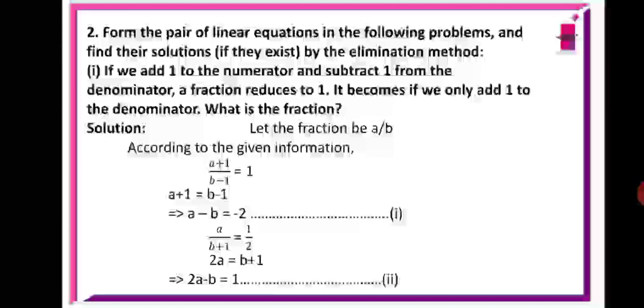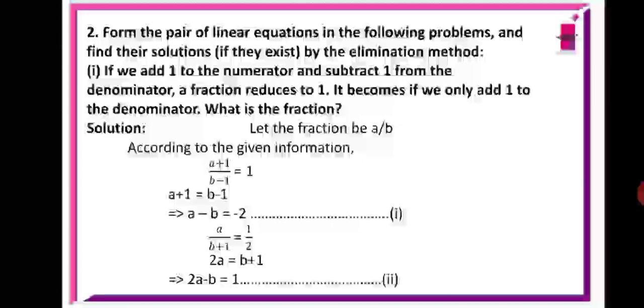If we add 1 to the numerator and subtract 1 from the denominator, a fraction reduces to 1. It becomes 1 by 2 if we only add 1 to the denominator. What is the fraction? So let the fraction be a by b. According to the given information, a plus 1 by b minus 1 equal to 1, because if you add to the numerator and subtract from the denominator, you get 1. If you simplify, you will get a minus b equal to minus 2.